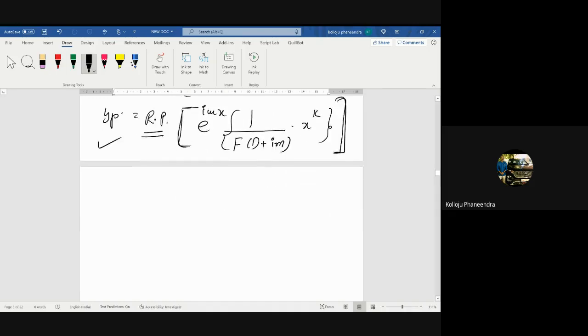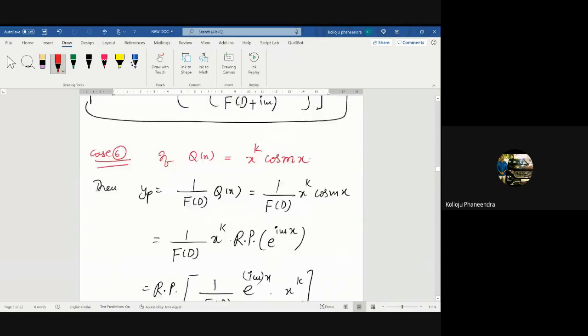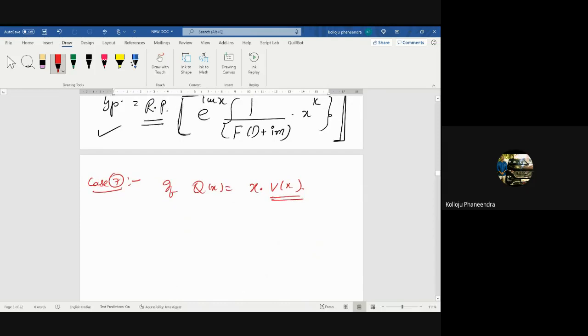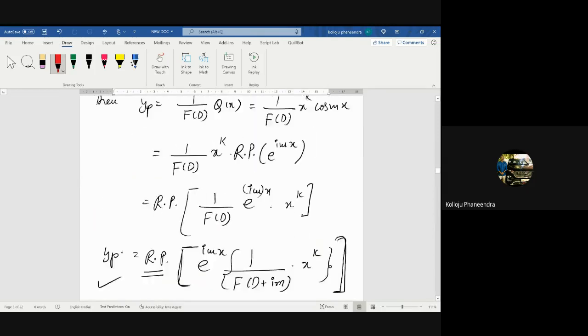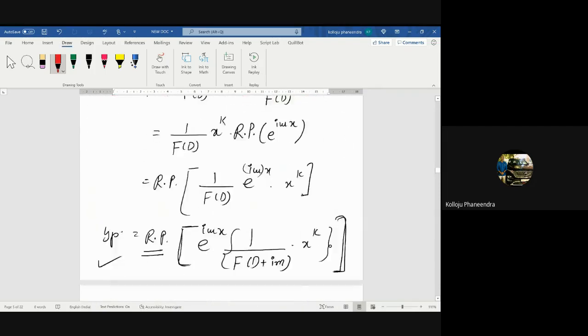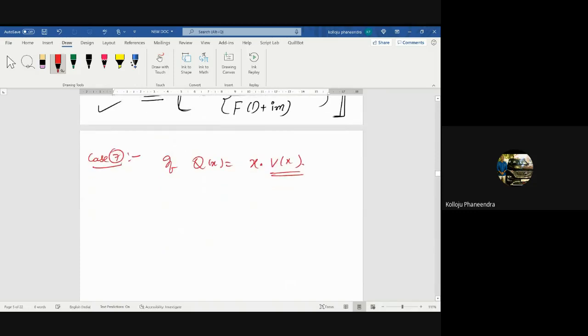Done? And the last formula, case 7. If q of x equals x into v of x, just x into v of x, and v of x may be sin mx. You can apply this method, all of you. See, this x into v of x I am giving specially. This is also x into v of x power k, with k value 1. There are some problems where we can use this technique.